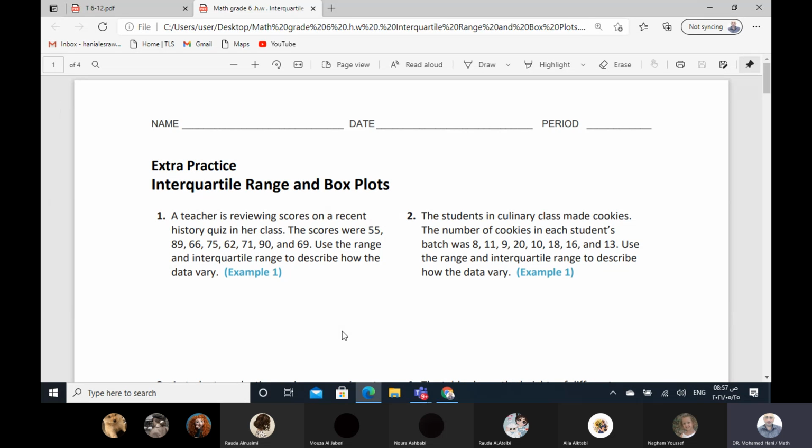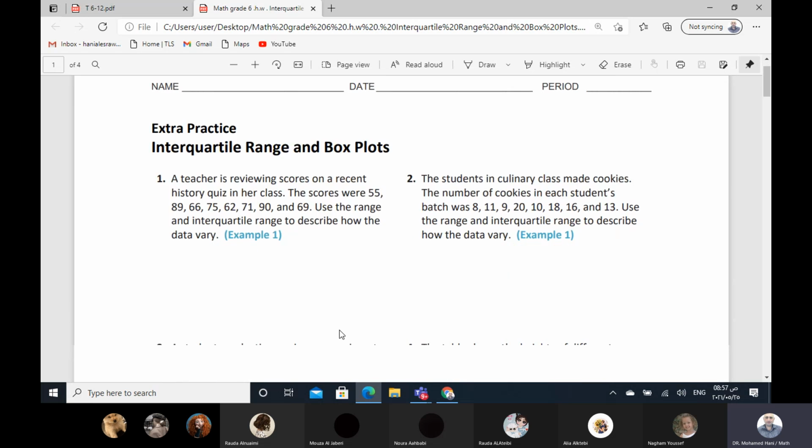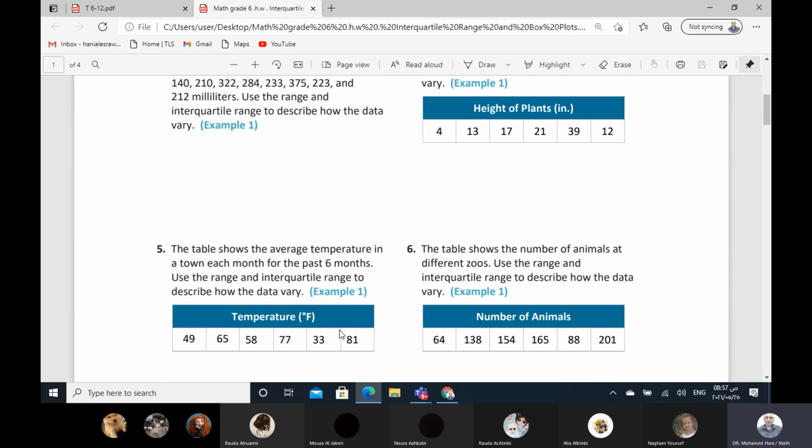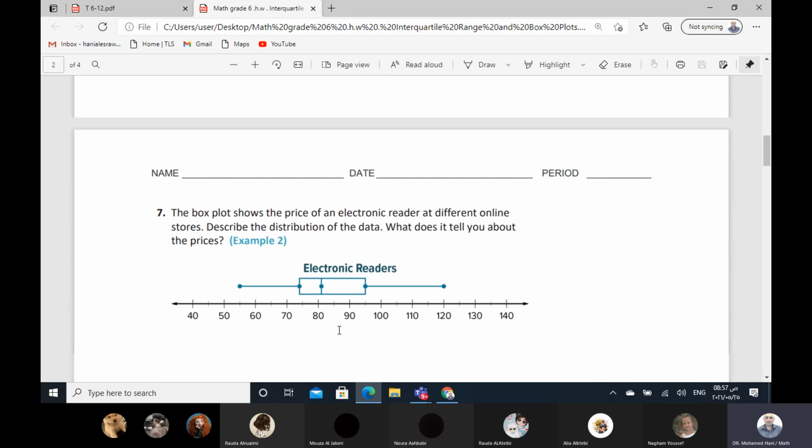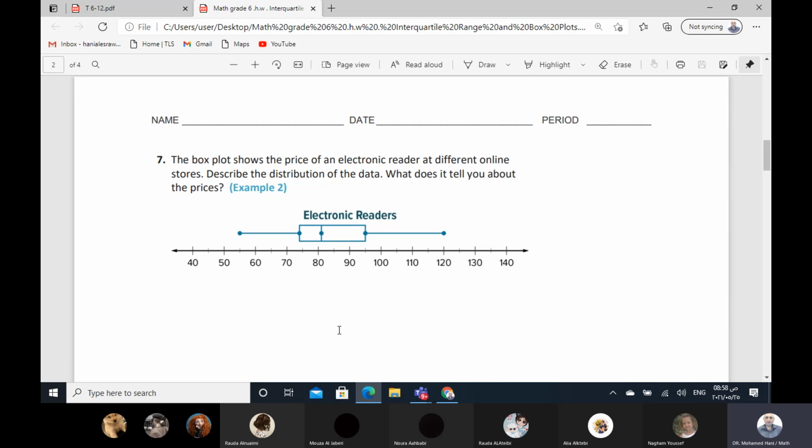Math grade 6. We are in module 10. Today we want to continue our work in interquartile range and box plot. We have extra practice. We solved number 1, 2, 3, 4, 5 and 6. And yesterday we stopped here, and today inshallah we will continue from this number.